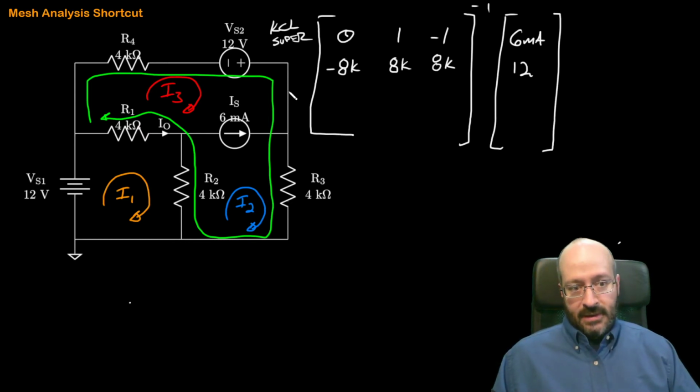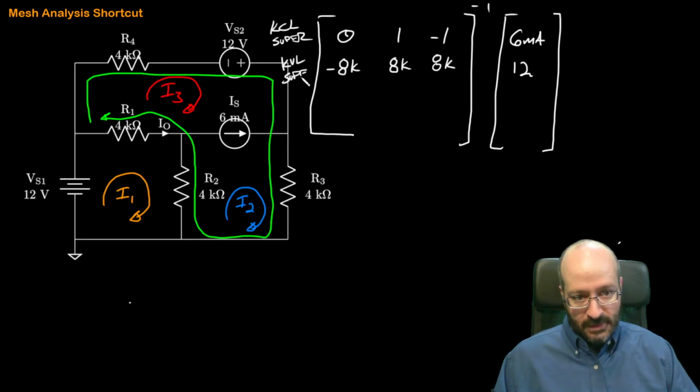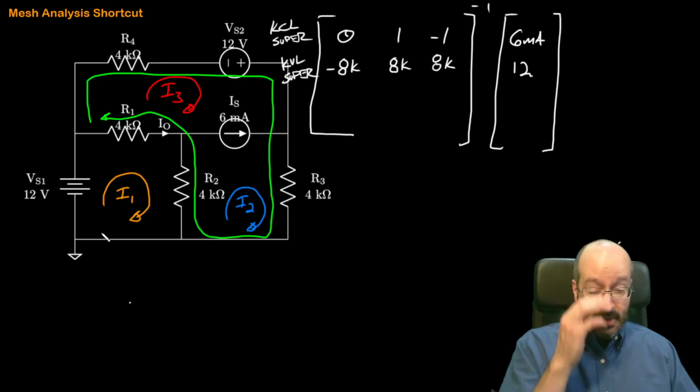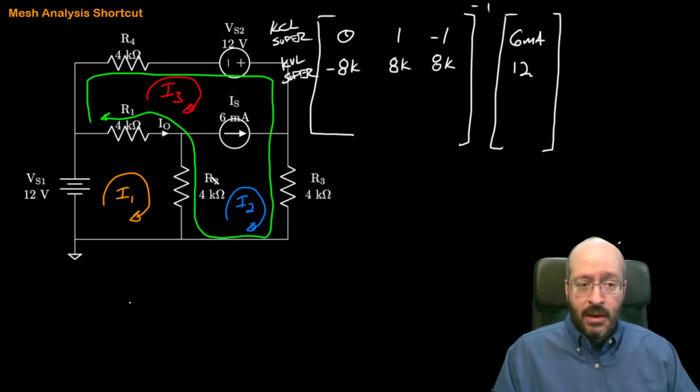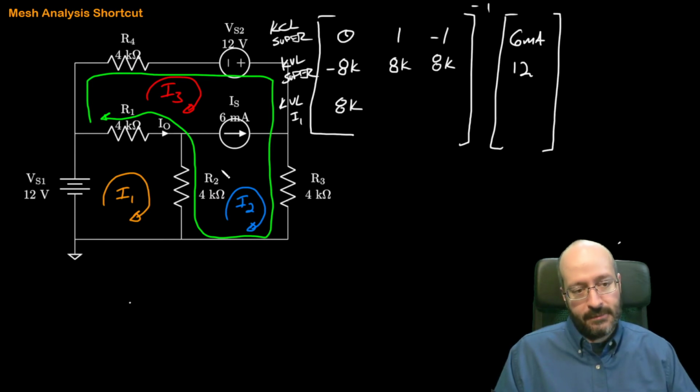All right, KCL, this was the KVL for the super. Squeezing that in there. And then we need a KVL, and the last one we need to write is for I1. So this is going to be the KVL for I1. All right, what does I1 touch? It touches 8K, right? That 4K and that 4K.